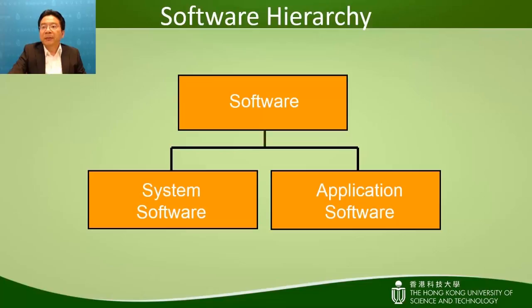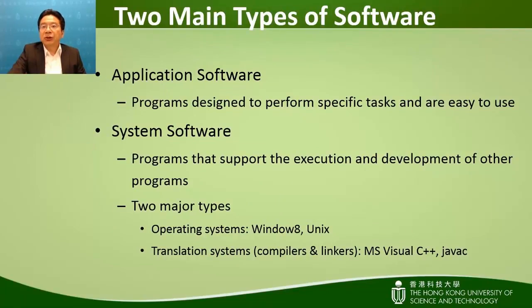A software is the set of instructions that are given to a computer for performing certain tasks. In general, software used by a computer can be classified into two main categories, namely system software and application software. Application software are programs that are designed to perform certain specific tasks and hopefully could be used easily by users. The focus of this course is on the development of application software.